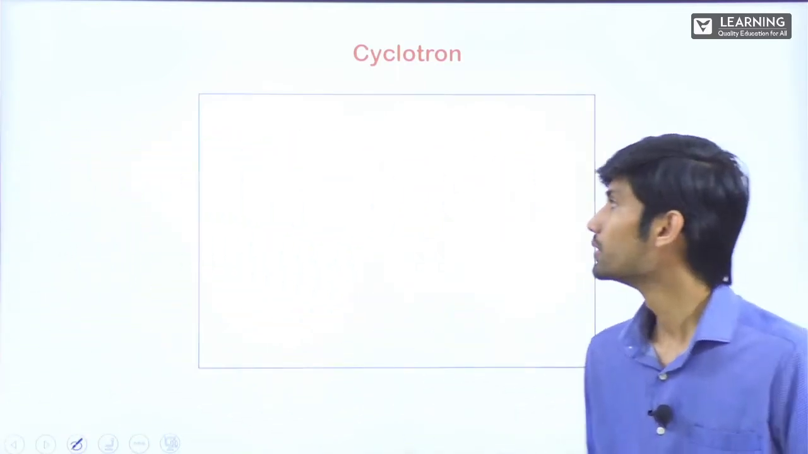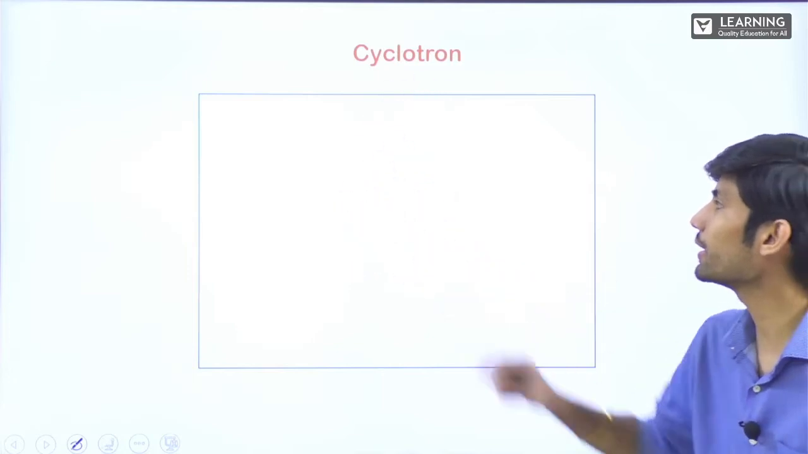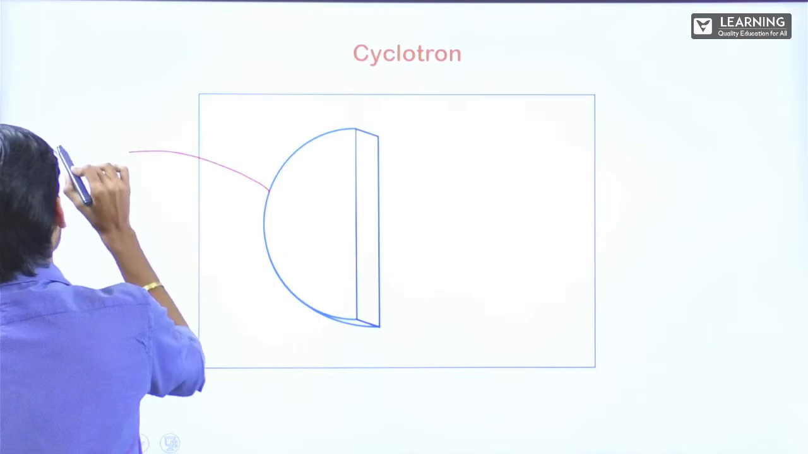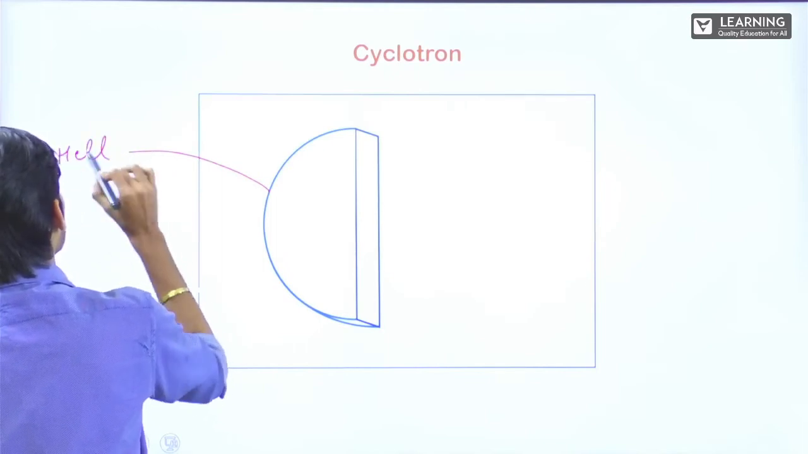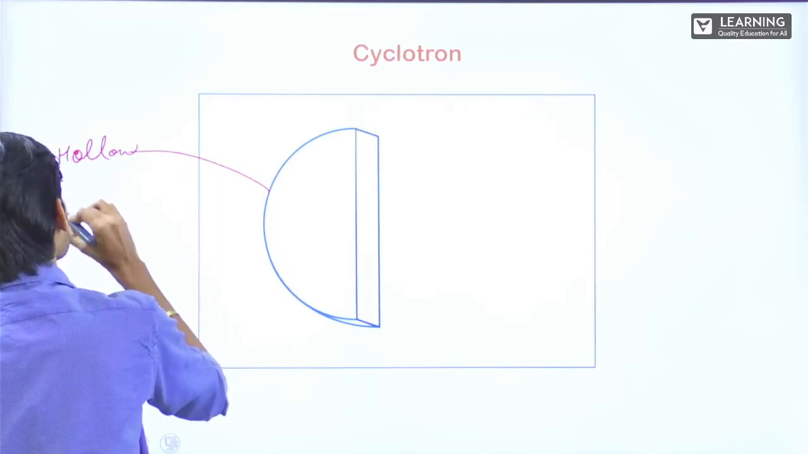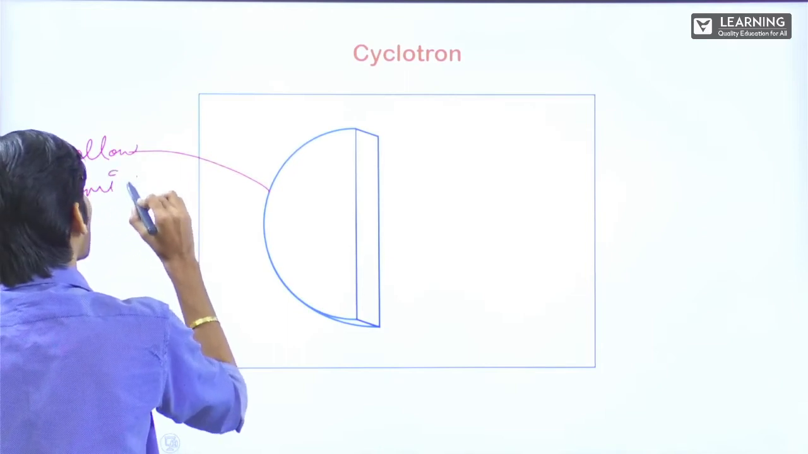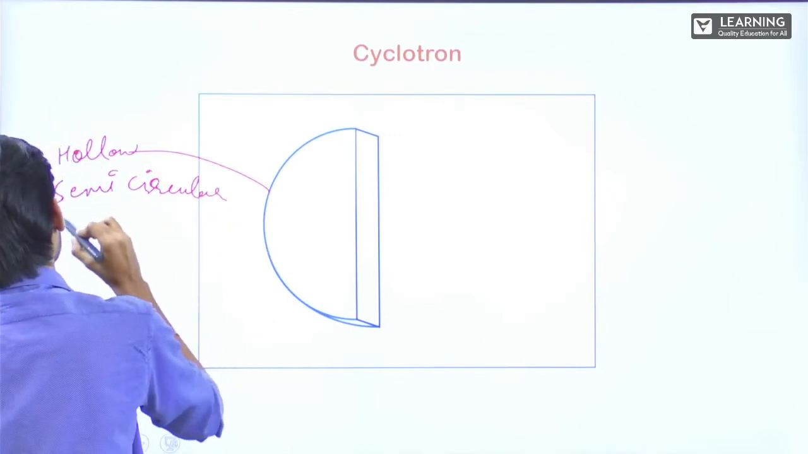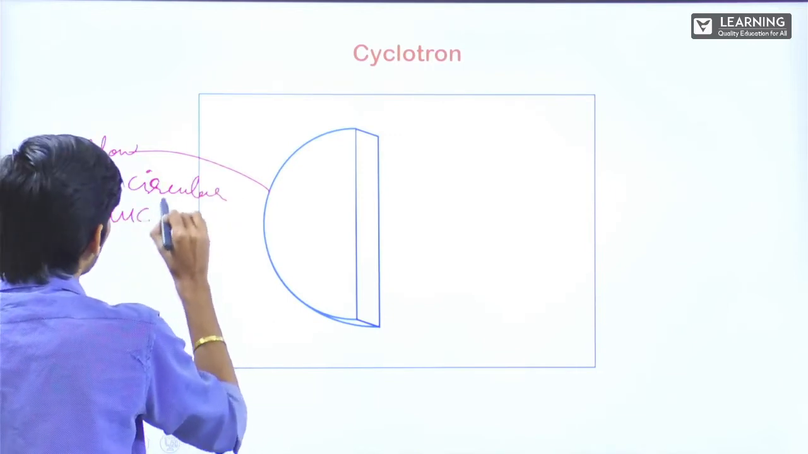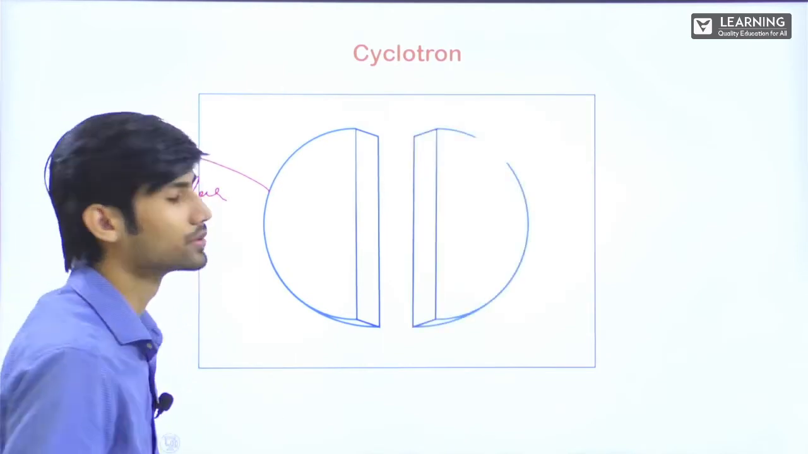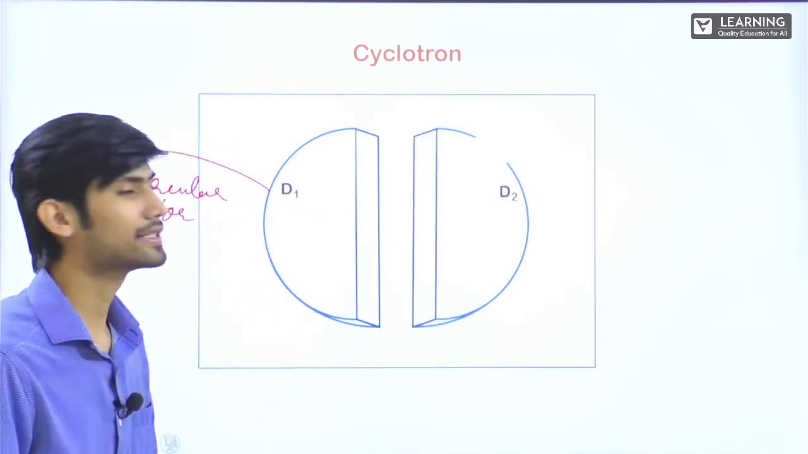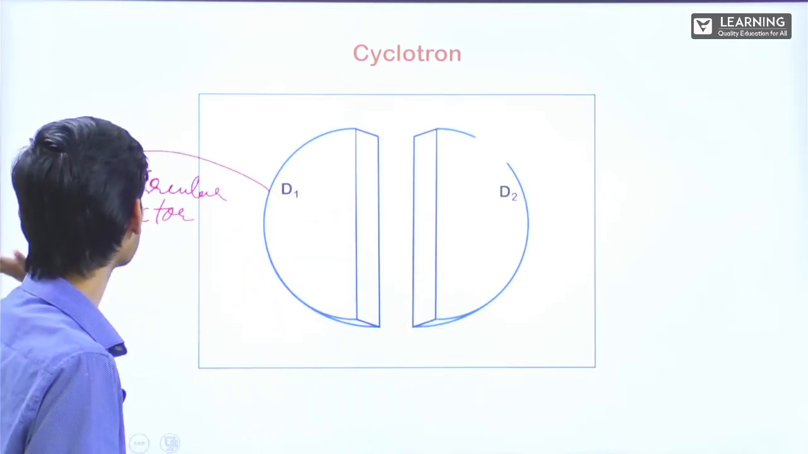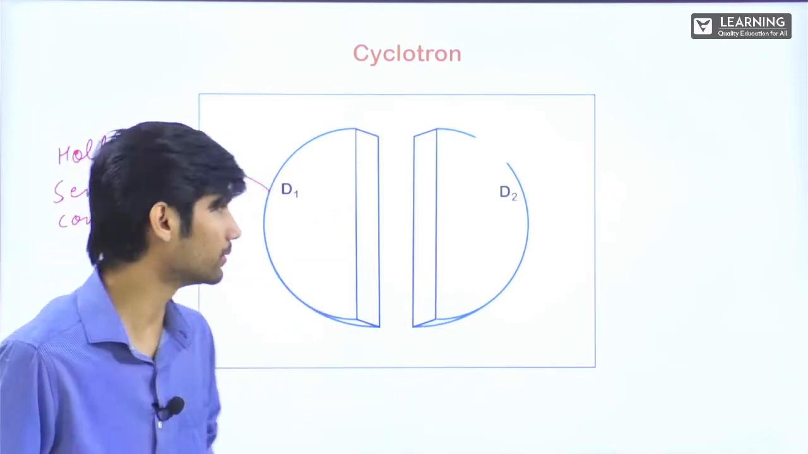Construction. So first, this is a D. This is a hollow semicircular conductor. It is a conductor. So there are two Ds. One is D1, one is D2. Alright, it looks like D, that's why its name is D. It is basically a hollow semicircular conductor.